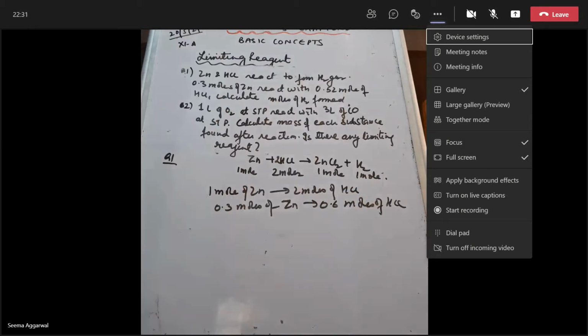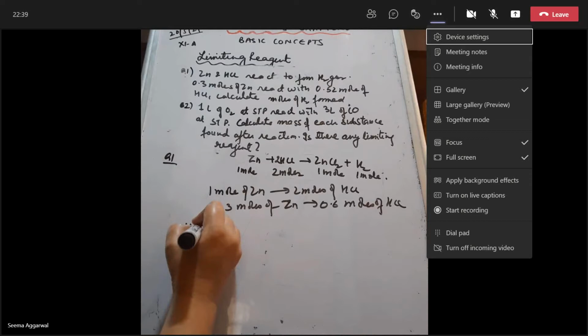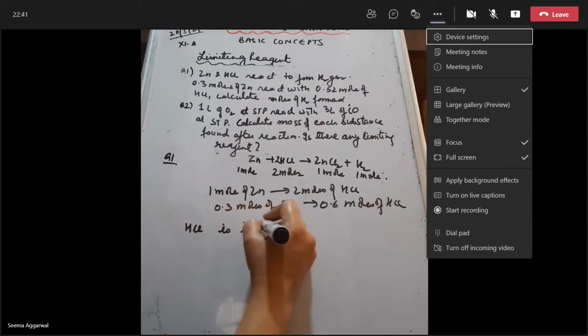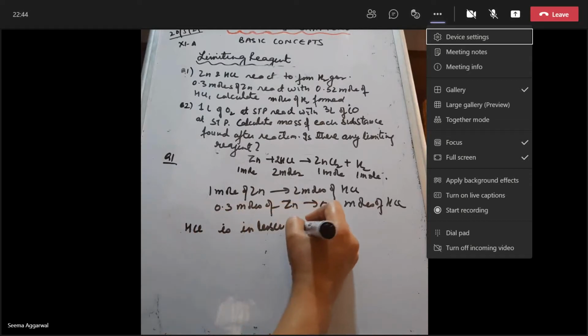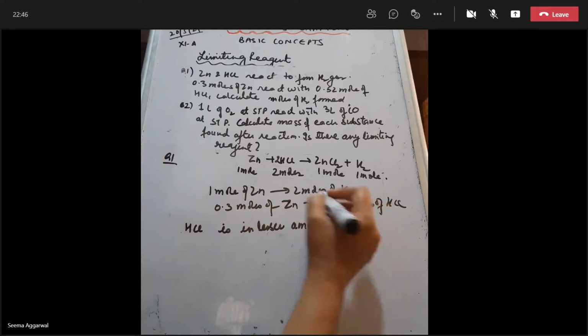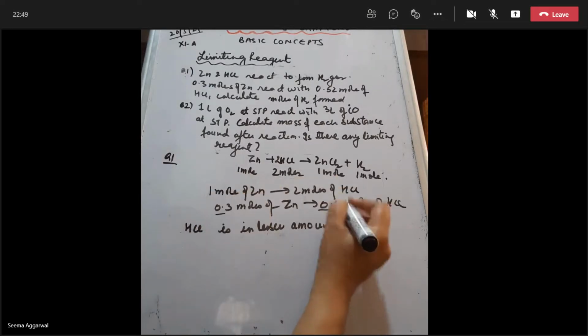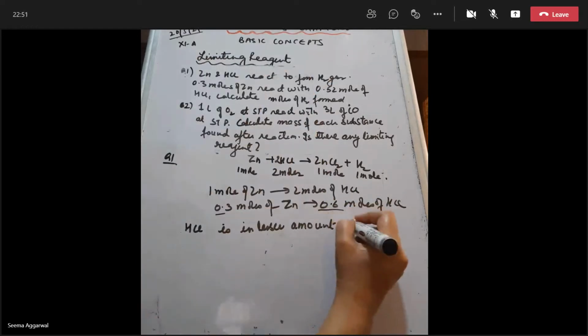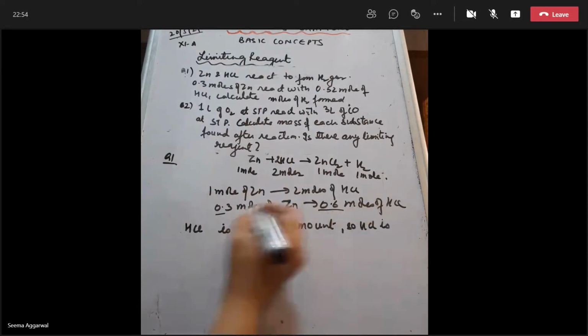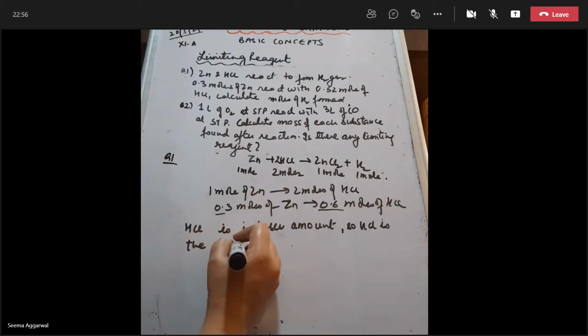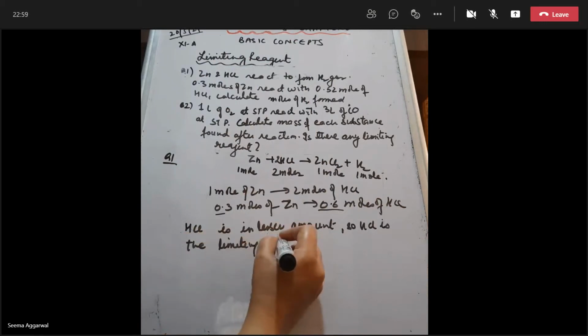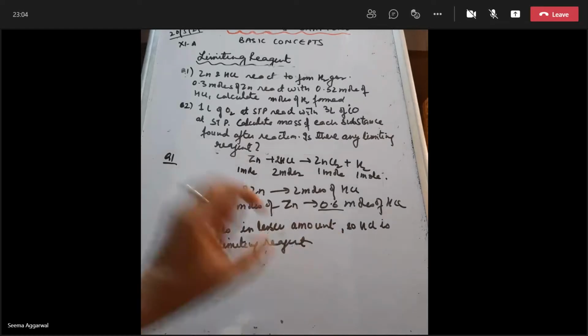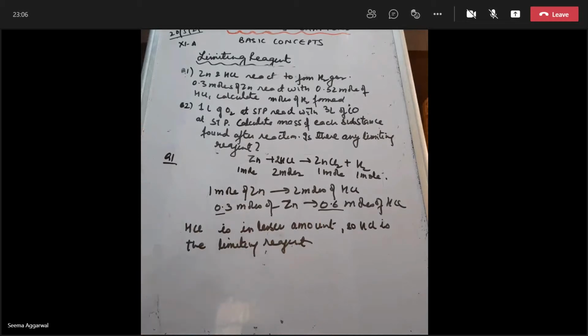Then HCl is the limiting reagent, since we only have 0.52 moles of HCl, a lesser amount than required. Okay, if we take 0.3 of Zn, we need 0.6 of HCl, but HCl is in lesser amount. So HCl is the limiting reagent. Very good. Then it means our answer should be based on HCl. Our answer should be based on the limiting reagent, that is HCl.